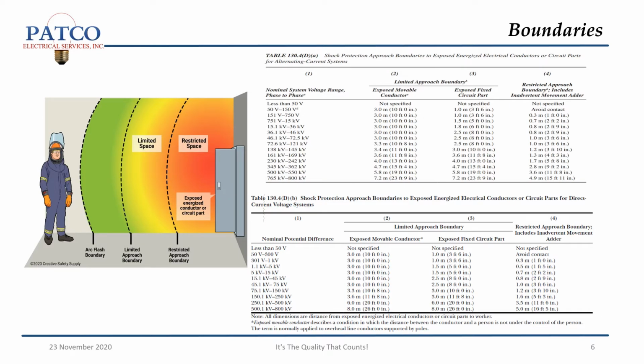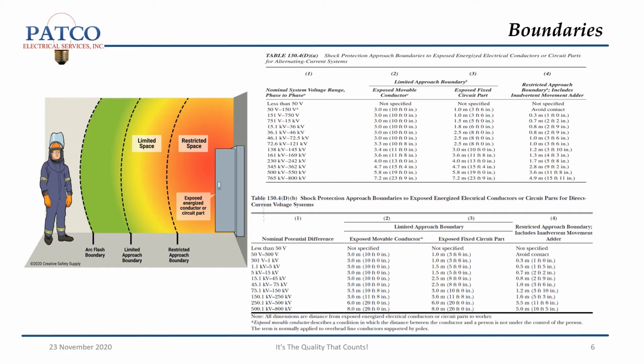Alright, for the boundaries, you have your arc flash boundary, your limited approach boundary, and your restricted approach boundary. That'll tell you where you need to start putting your PPE on, how far out. You see these charts here. The top one is for your AC, which you'll use most of the time, and the bottom chart is for any possibility we come in contact with DC. These are both out of NFPA 70E.